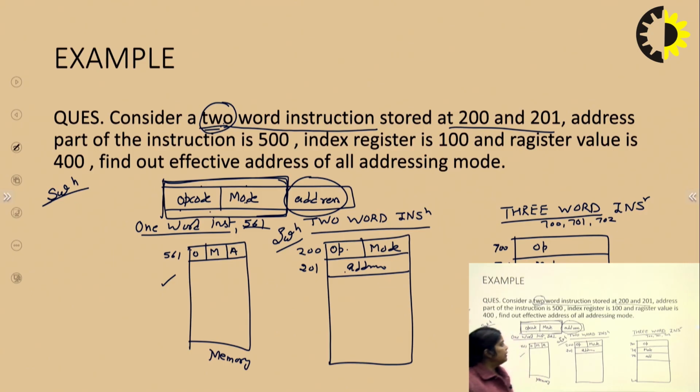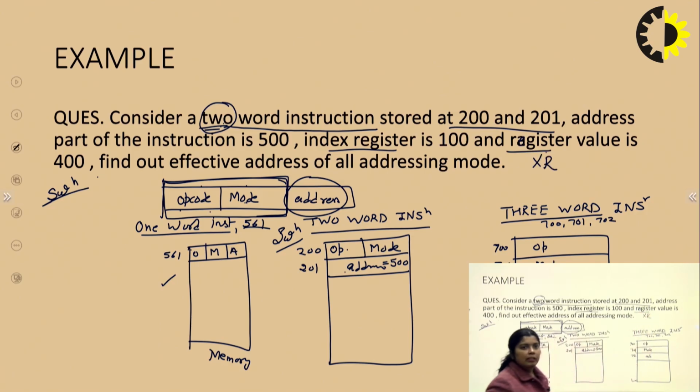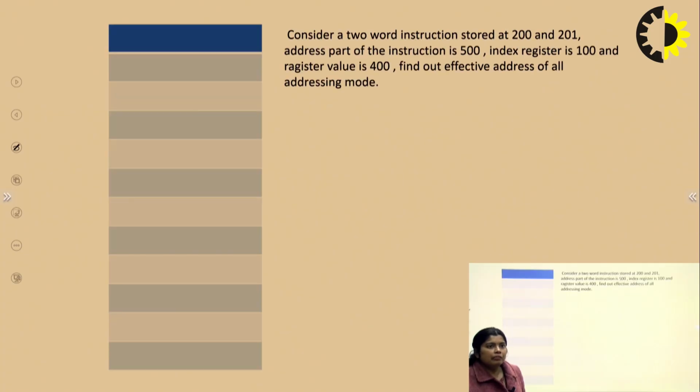Fine. Now we can go for the address part of the instruction, which is 500. So you have to know the address part of the instruction is 500. The index register value is given. Many times there is a register, in the register part there is an XR register, you can see here, and somehow you have to calculate the effective address. Now this will be the question. Now we can consider which particular instruction and how you are going to apply it.